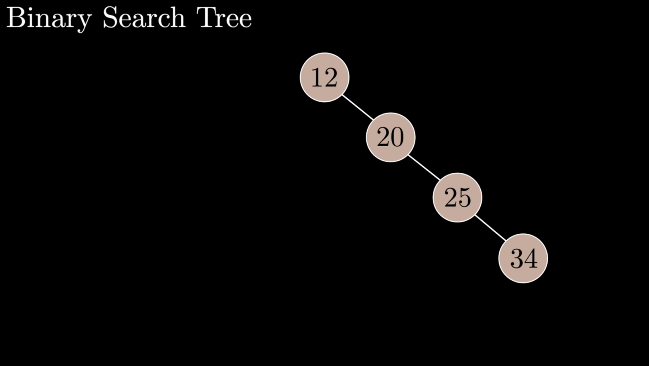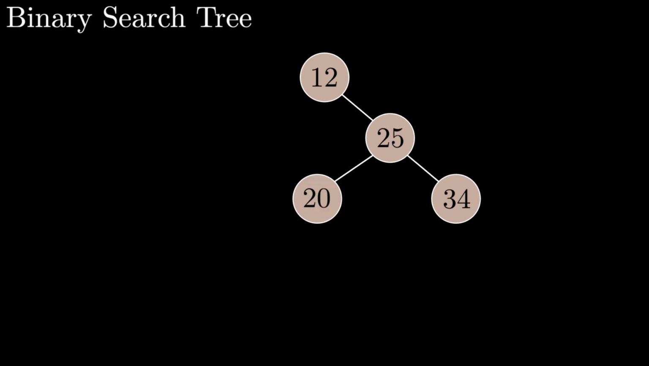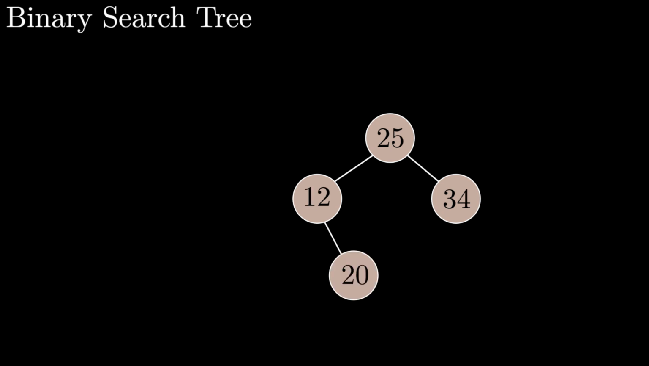These unbalanced binary search trees can be balanced using rotations. We first perform a left rotation around 20, which promotes 25 as the child of 12. This rotation improves the balance and reduces the height of the tree. We could further improve the balance by left rotating around 12, which promotes 25 as the root node.